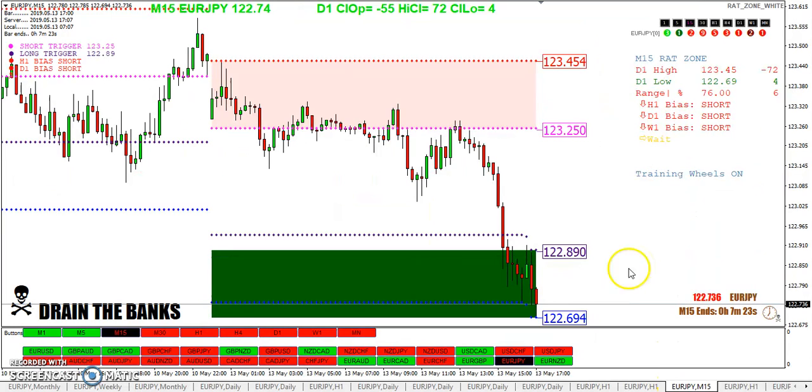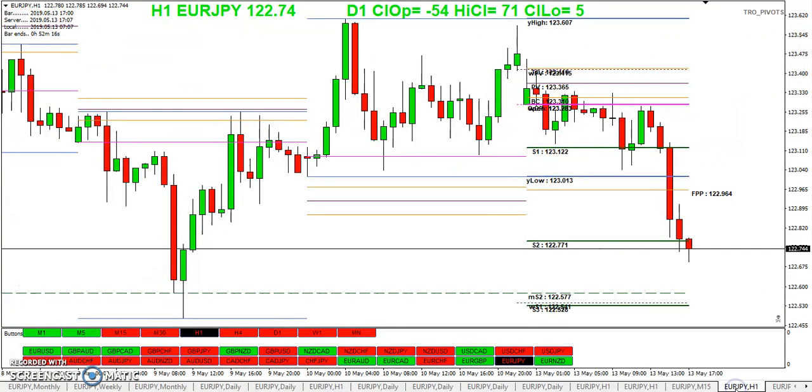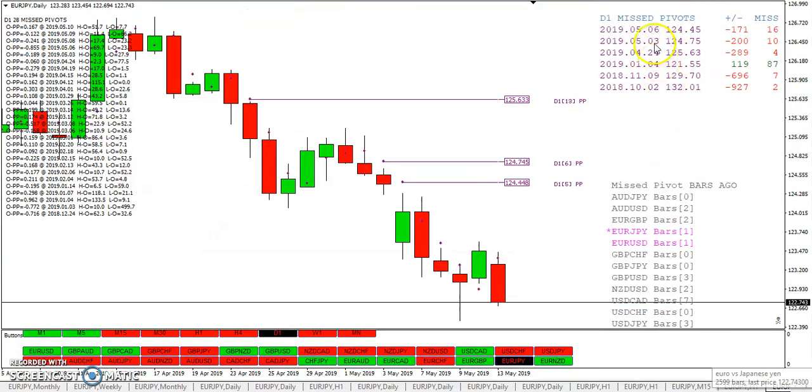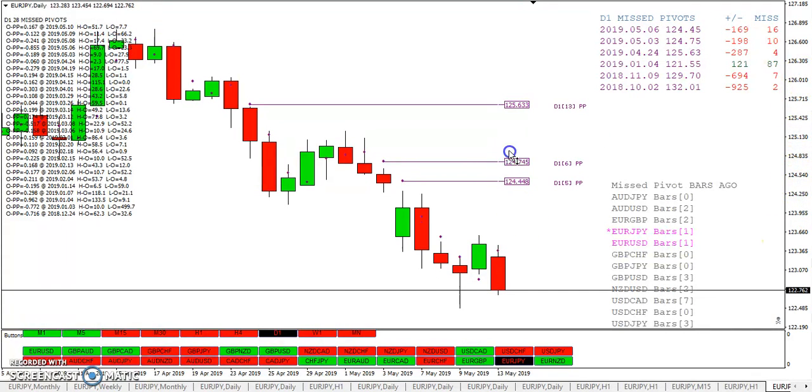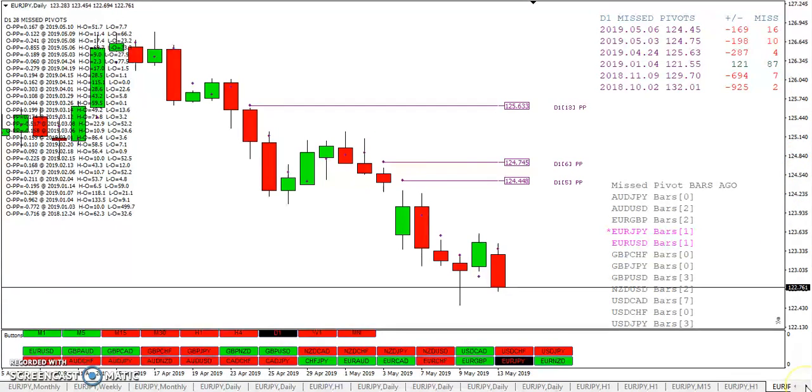Here we go. Okay, so we took out today's pivot. We took out that missed pivot here. So you can see we only have a couple of missed pivots now this month, and they're right here. Maybe they can reverse sometime the rest of this month and take those pivots out.